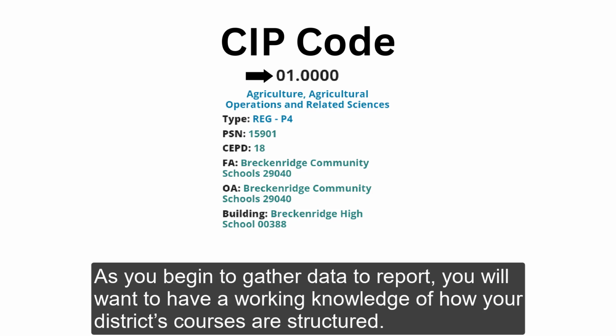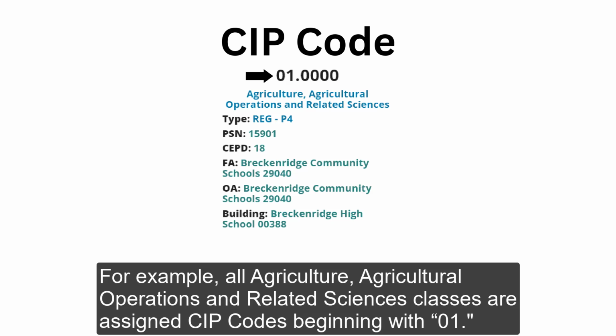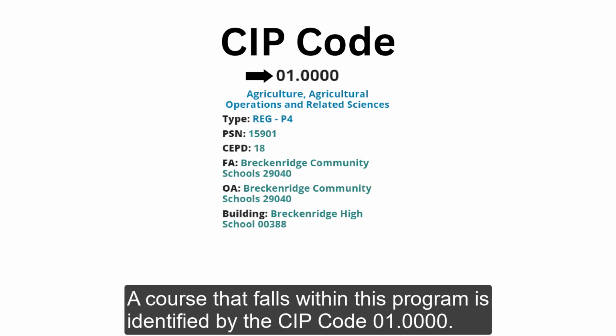As you begin to gather your data to report, you will want to have a working knowledge of how your district's courses are structured. To begin, a state assigns each program a zip code based on that program's subject matter. For example, all agriculture, agricultural operations, and related sciences classes are assigned zip codes beginning with 01. A course that falls within this program is identified by the zip code 01.0000.